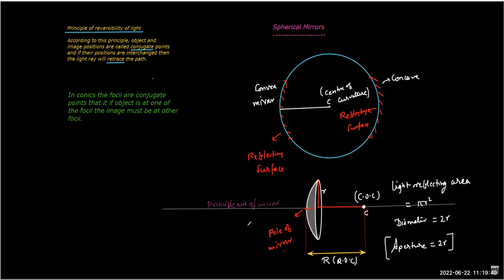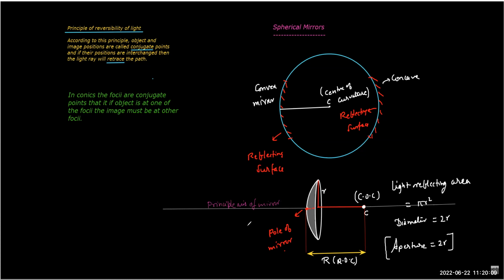So first we define the center of curvature, then we define the pole, and once we define these two, we define the radius of curvature. Once we define these three, we draw a line passing through the pole and center of curvature, and we named it principal axis of mirror. So this is the definition of principal axis.